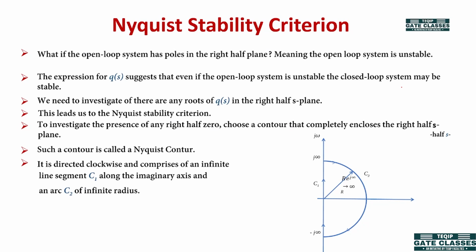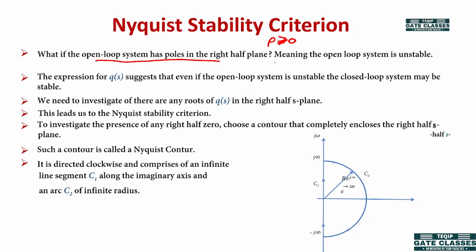So how can we use the stability criteria using the Nyquist contour or Nyquist plot? So let's see. There is a question: what will happen if the open loop system has a pole in the right half of the S plane? That means P is greater than 0. Okay, so if the open loop system has a pole in the right half of the S plane, this means the open loop system is unstable.